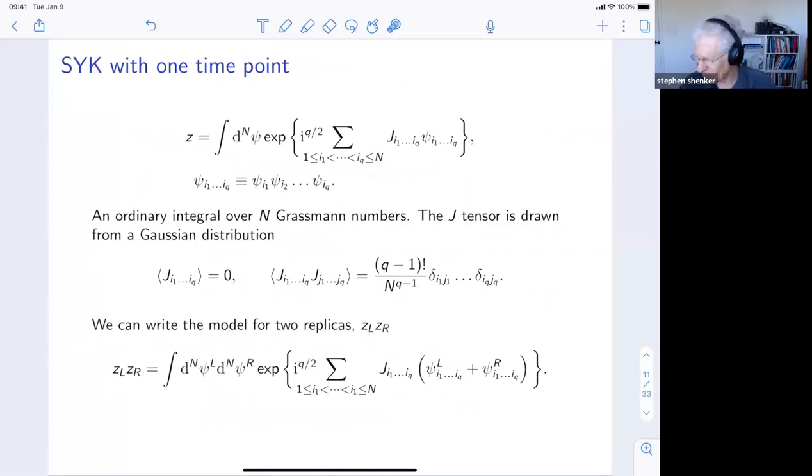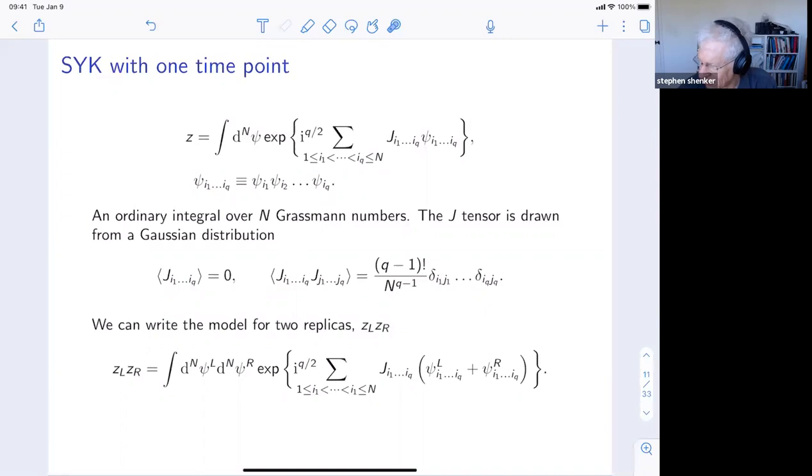Well, let's start being concrete. This is SYK with one time point. Instead of having 4 fermions, we're going to study Q fermions. And the product that was before, psi A, psi B, psi C, psi D, is now a product of Q different fermions. But here we're considering fields at one time.